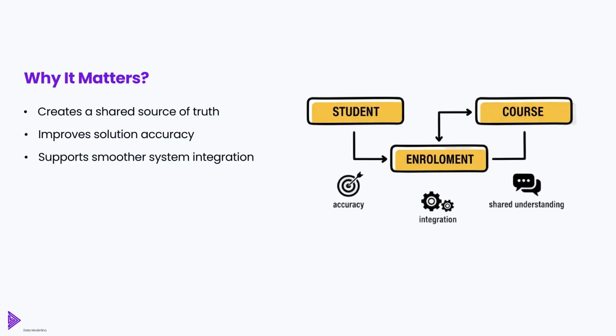Why does this matter? Data modeling creates a shared source of truth, so everyone works from the same definitions instead of conflicting terminology. It improves solution accuracy because you're designing based on clearly defined data, not assumptions. And it supports smoother system integration. When you understand how data relates, it becomes far easier to connect different platforms without mismatches or gaps.